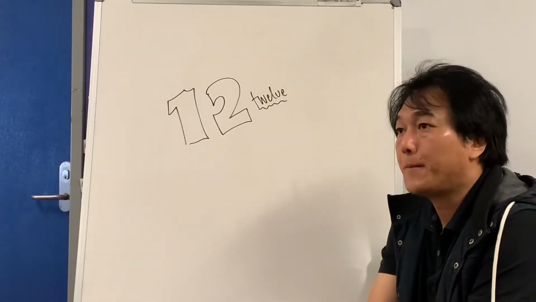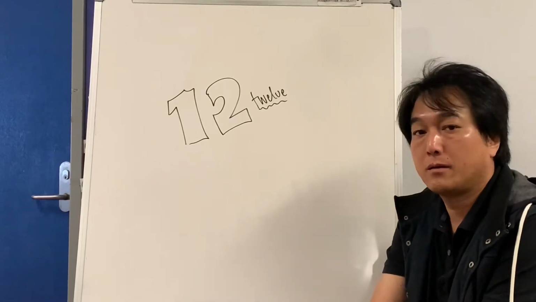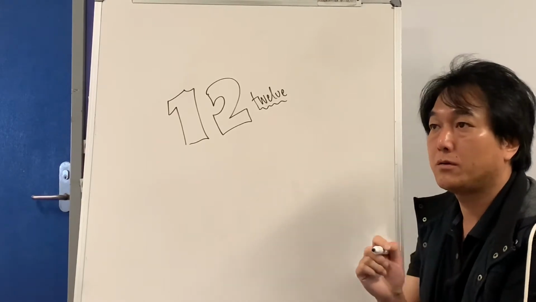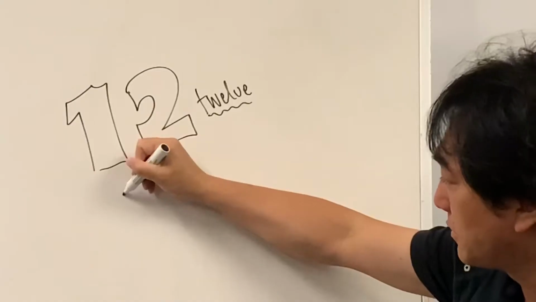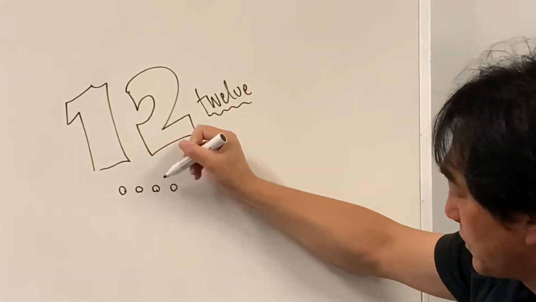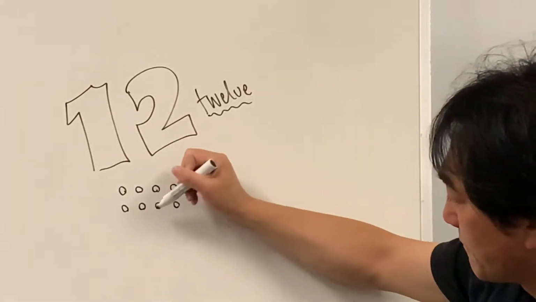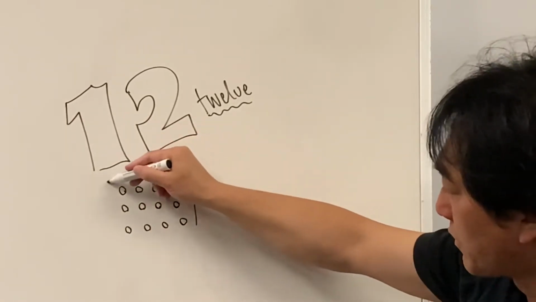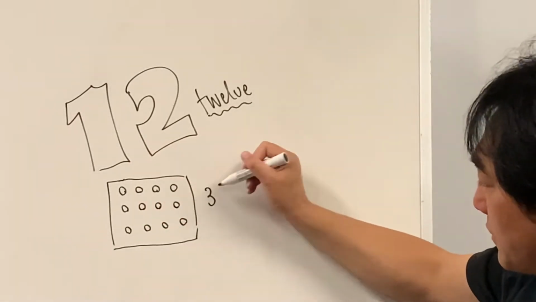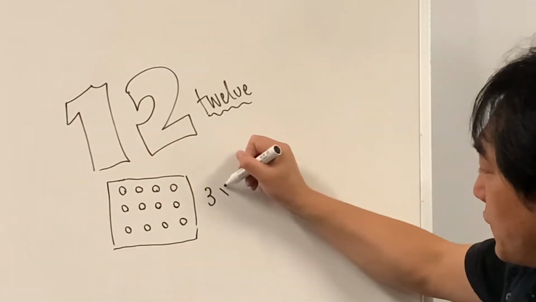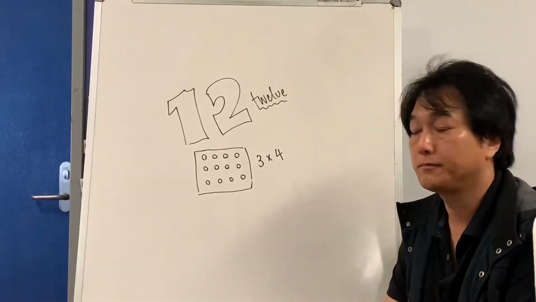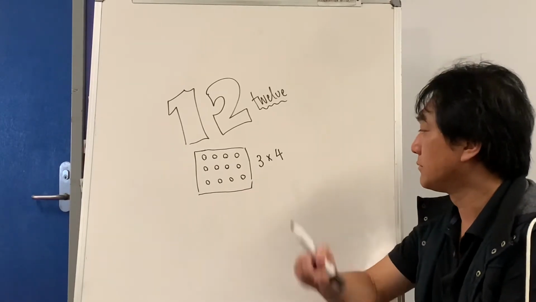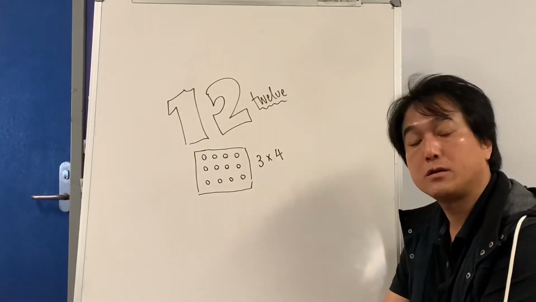So we're going to make 12, but we'll do it this way. You can use dots, you can draw circles. So I can make 12 by three rows of 4 dots. Let's see if you can make as many examples as you can. Let's pause the video.